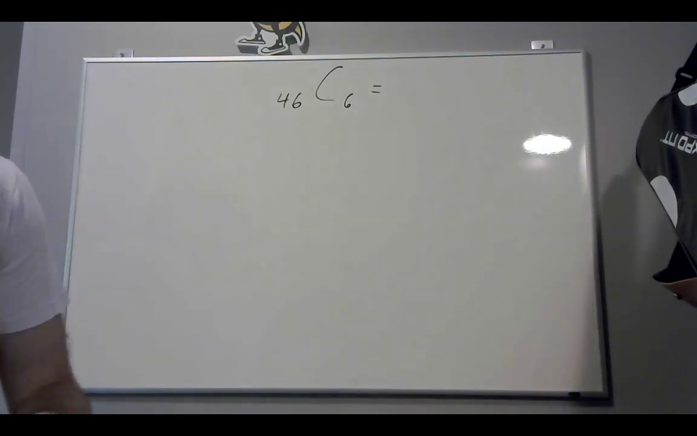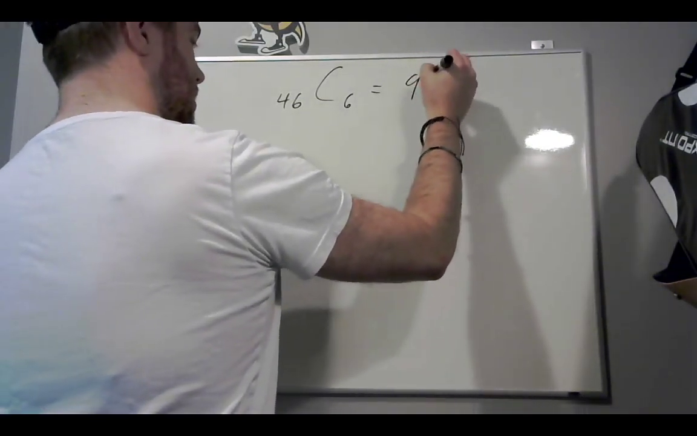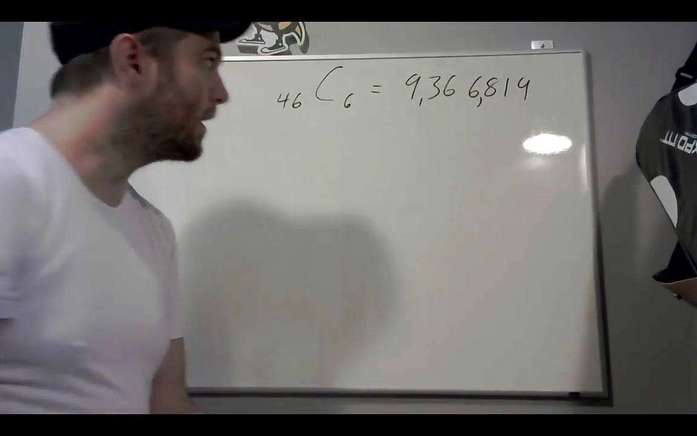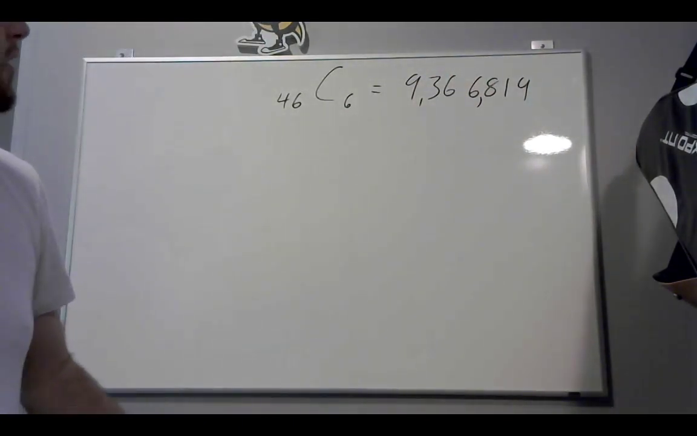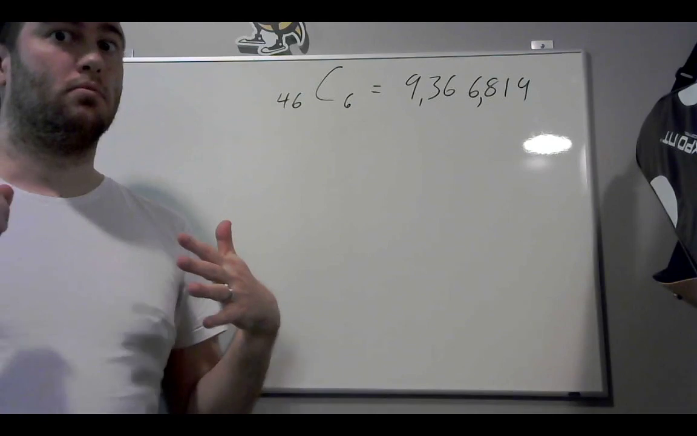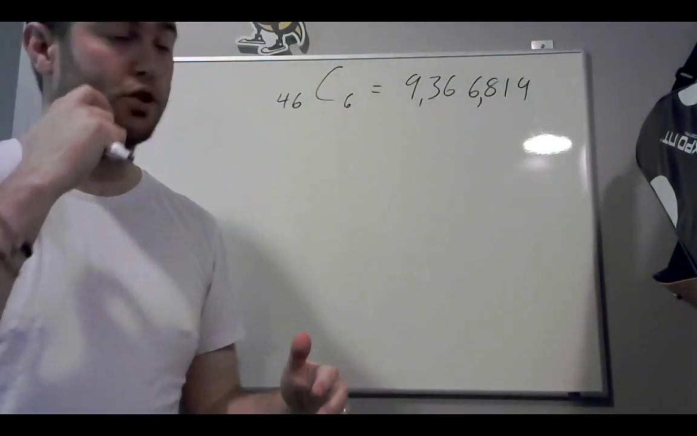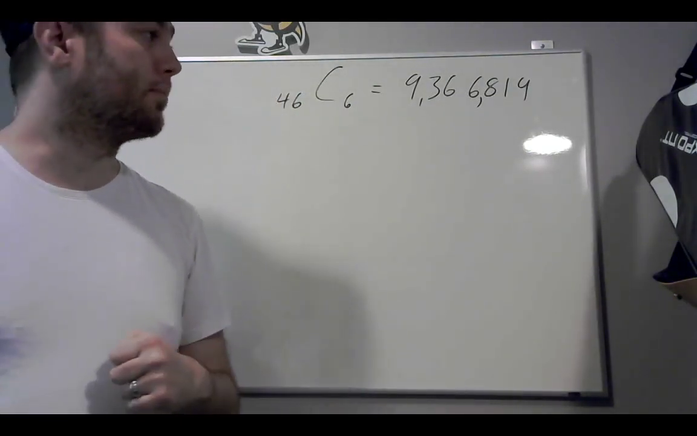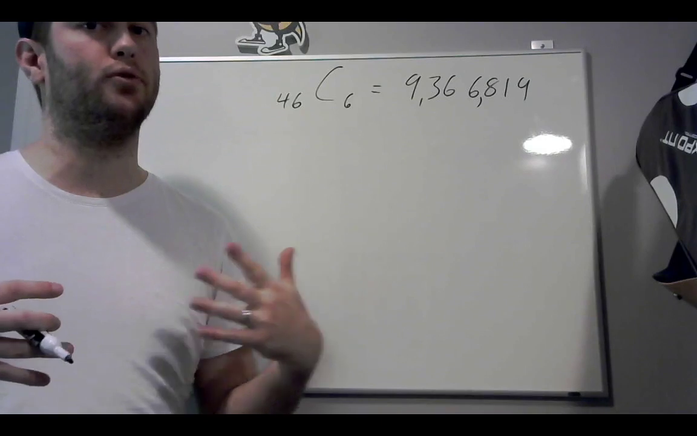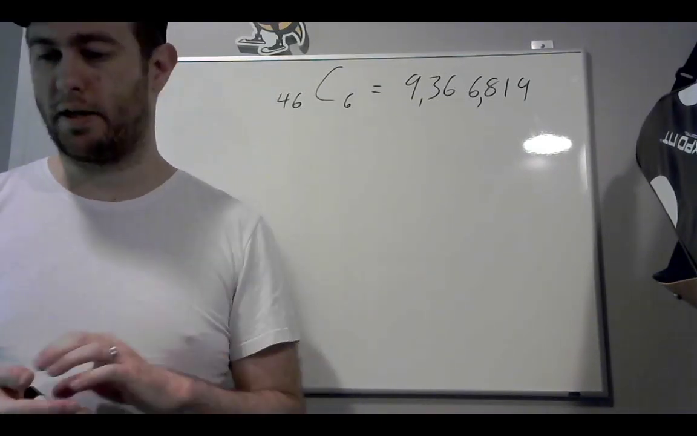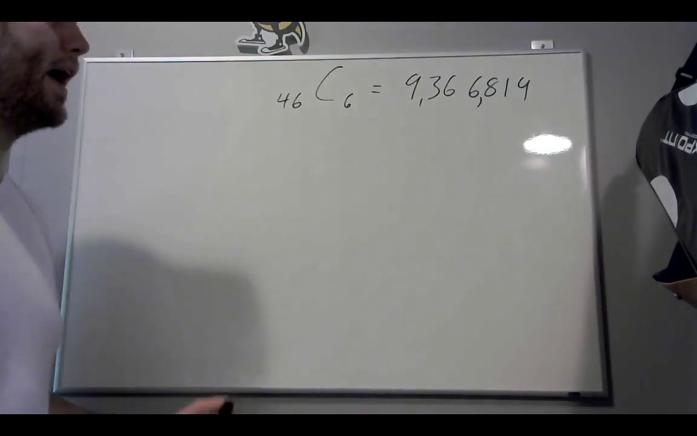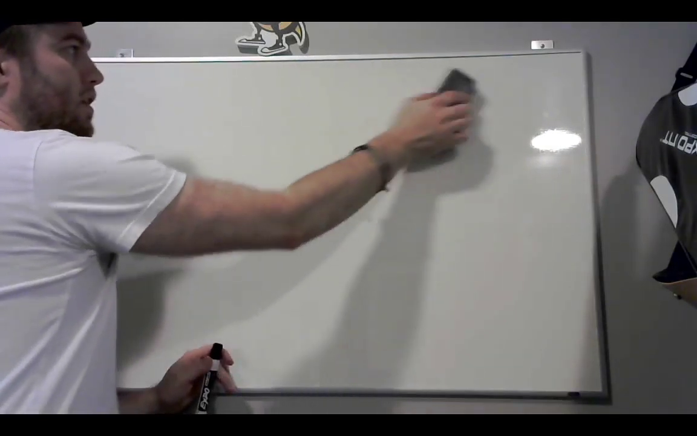I get 9 million different ways that I can choose 6 numbers from 1 through 46. That is a lot of different ways I can choose 6 numbers. That's why you have a 1 in 9 million chance of picking those 6 numbers correctly. Not a great look.